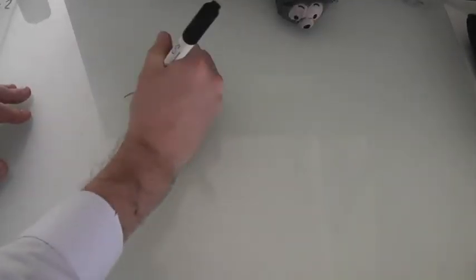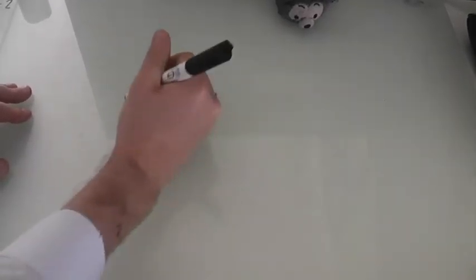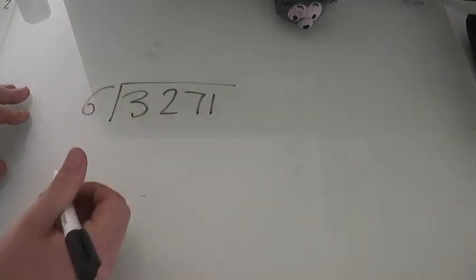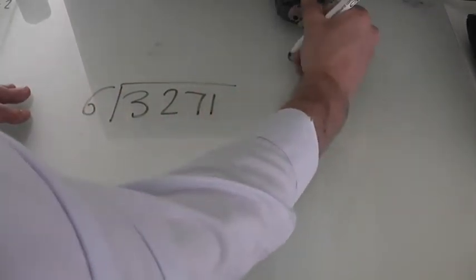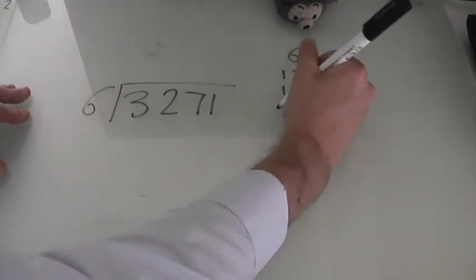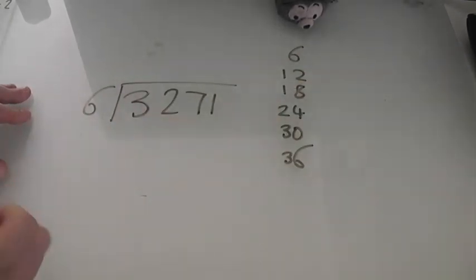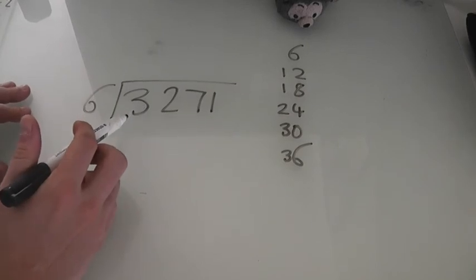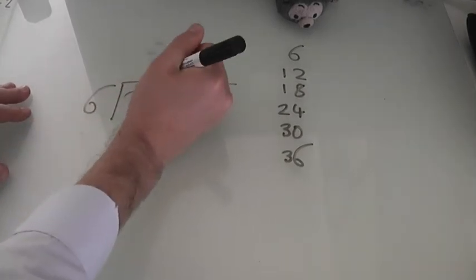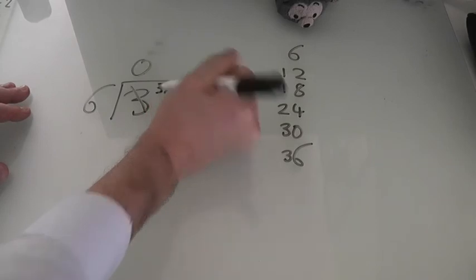And the last one. 3271 divided by 6. So I'll write our 6 times table down here. 24, 30, 36. I'll leave it there for now. How many 6's go into 3? Can we do it? No, we can't. So we cross that out, put a 0 up there, carry the 3.